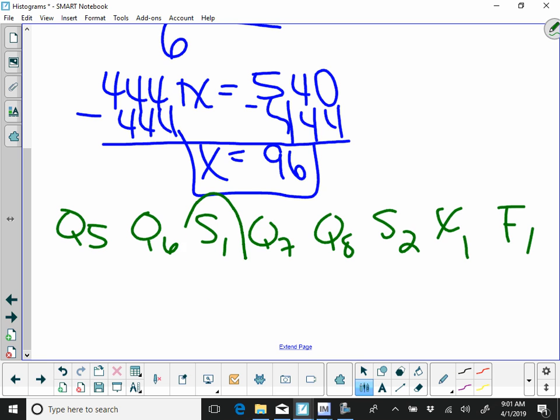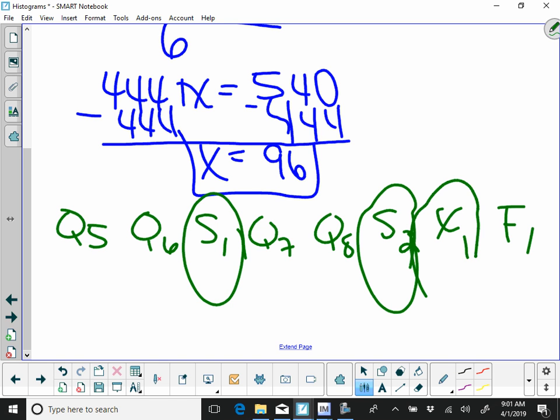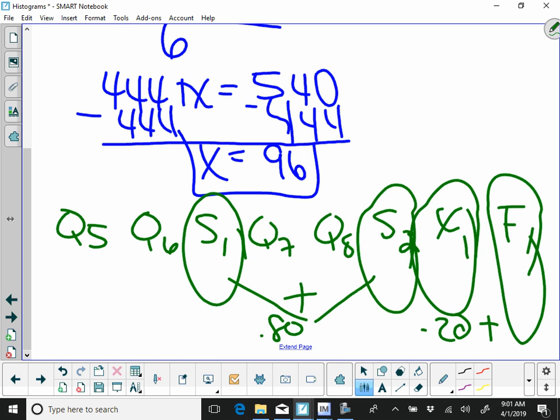The only ones you care about are going to be S1, S2, and X1. The S1 is the average of your first 2 quarters. The S2 is the average of your second 2 quarters. They take these 2, add them up, and take the mean of those, and they multiply that times 80%. And then they take what you got on your final, and they multiply that times 20%. They add those together, and that gives you your final mark.